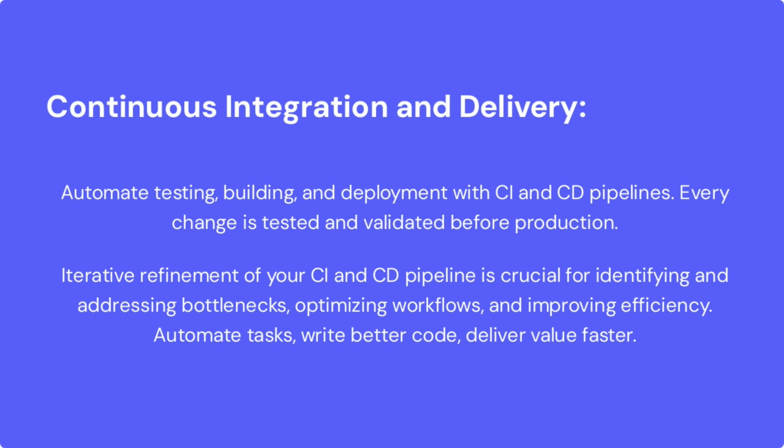Continuous integration and delivery. Automate testing, building, and deployment with CI and CD pipelines. Every change is tested and validated before production. Iterative refinement of your CI and CD pipeline is crucial for identifying and addressing bottlenecks, optimizing workflows, and improving efficiency. Automate tasks, write better code, deliver value faster.